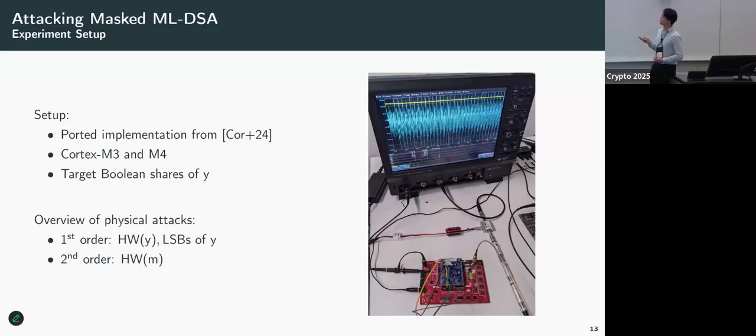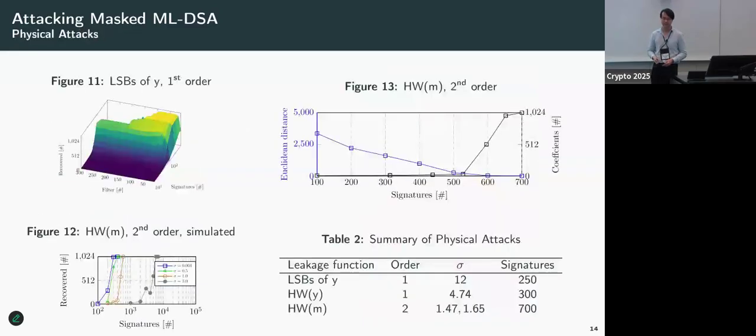we launched the first order attack on the Hamming weights of y and the significant bits of y. And we also launched the second order physical attack on the Hamming weights of individual shares. And the result can be shown here. Basically, we were able to confirm our simulation.